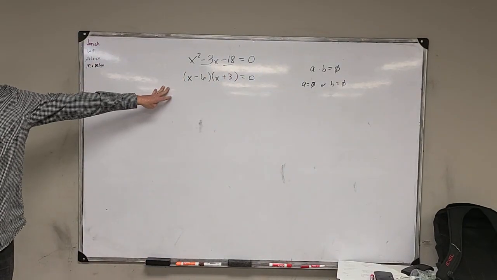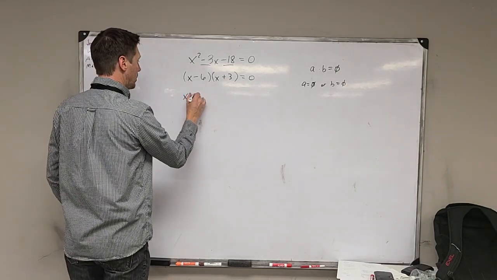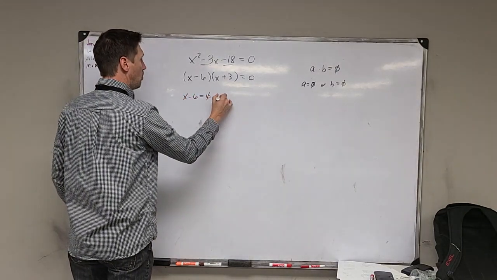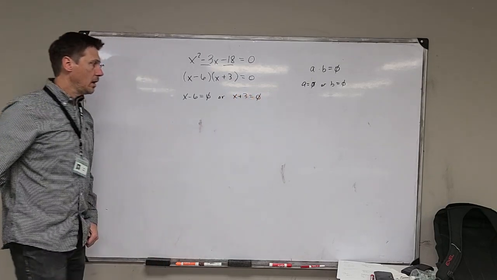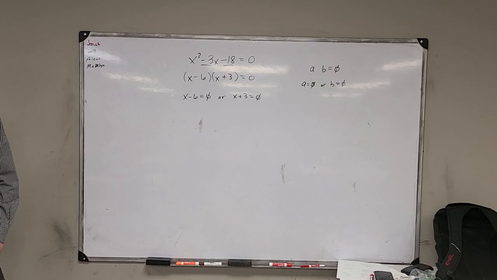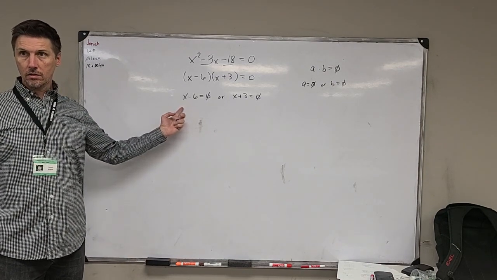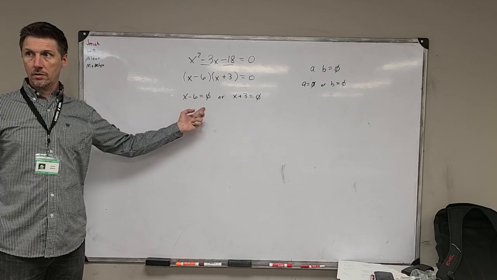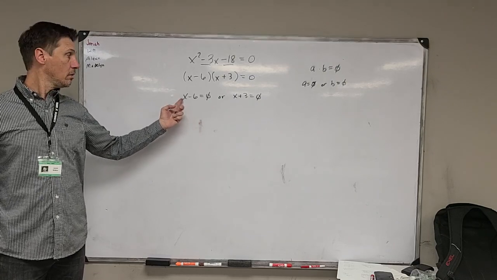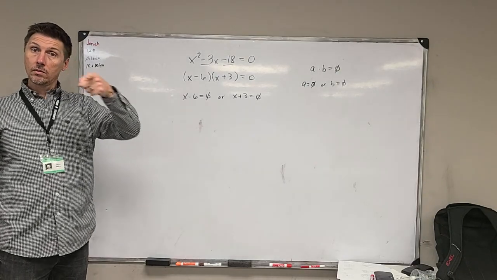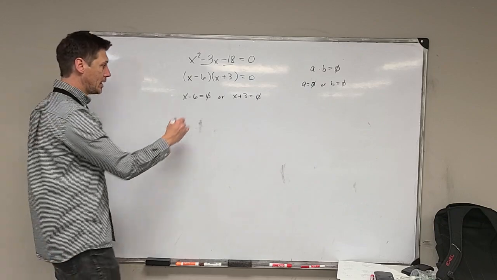That's exactly what we're going to do here. We're going to say if all of this is equal to 0, then that means either x minus 6 is equal to 0 or x plus 3 is equal to 0. And then I'm going to solve that. If x minus 6 is equal to 0, what does x have to be? How do we solve that equation? X minus 6, yep, 6. We add a 6 to both sides, right? And when we do that, we get x equals 6.